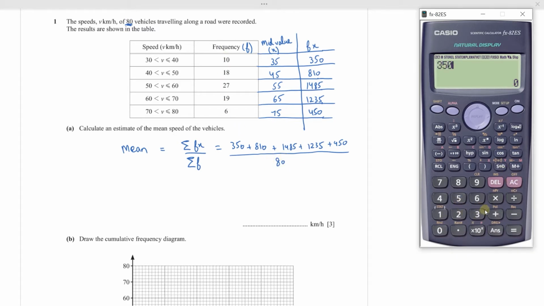So if I add the numerators, 350 plus 810 plus 1485 plus 1235 plus 450, this is 4330 divided by 80. So this divided by 80 is 54.125, your mean value. So if you want to write it up to three significant figures, this will be 54.1. So your answer here will be 54.1 kilometers per hour, which is your mean speed of the vehicles.